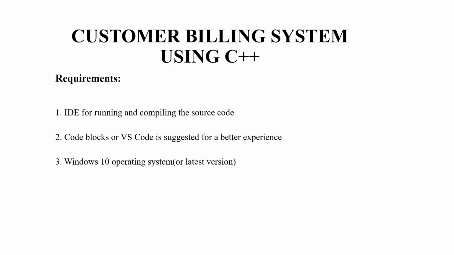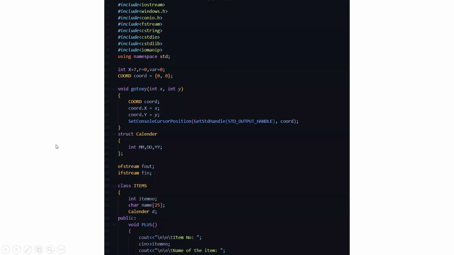You'll be requiring an IDE, or integrated development environment, for running and compiling the source code. You can use any text editor as per your choice, but the recommended ones are Code::Blocks or VS Code. Again, you will require an operating system. You may use any operating system as per your choice, but the recommended ones are Windows 10 or any other latest version. Moving to the next slide, the code part.